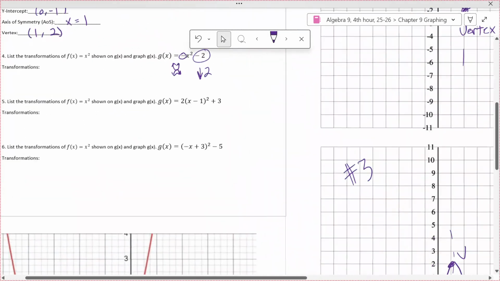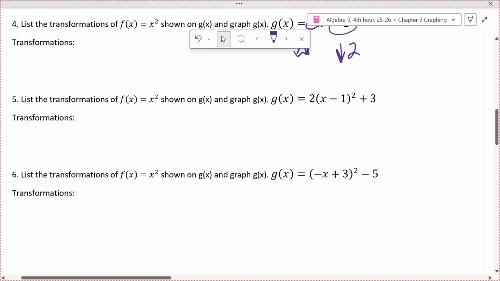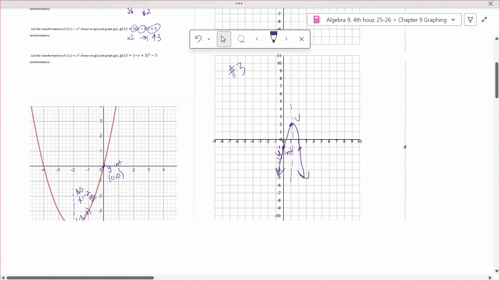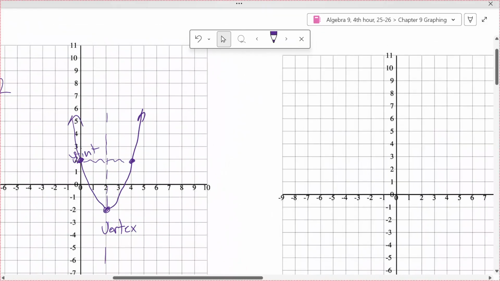Number 5, here I've got 3 things going on. Plus 3 is going to move me up 3. Minus 1 inside parentheses is going to move me right 1. And this is going to be a times 2 for the y coordinates, right? So let's go to number 5.